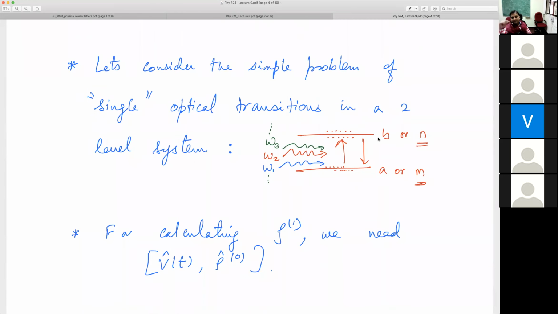Meaning one instance. So either an A atom goes to a B atom, or vice versa, a B atom goes to an A atom. Both will be possible. We will see just below. So basically, first order perturbation theory will always give me one photon processes, and those I call single optical transitions. So this will become clear when we find the answer below.